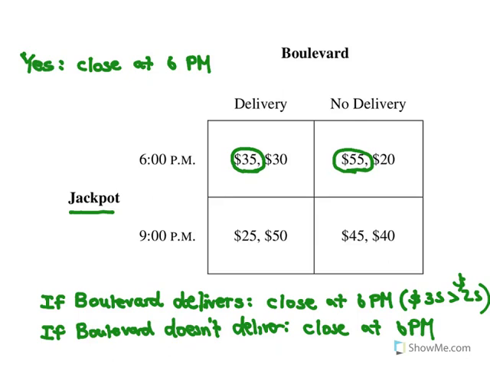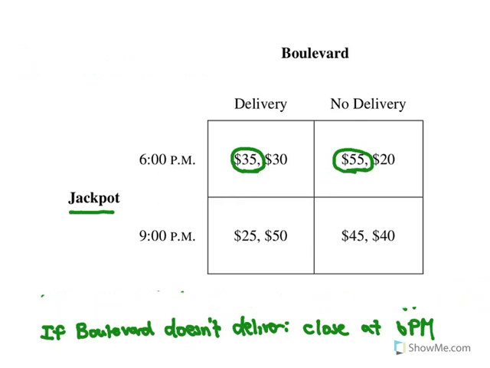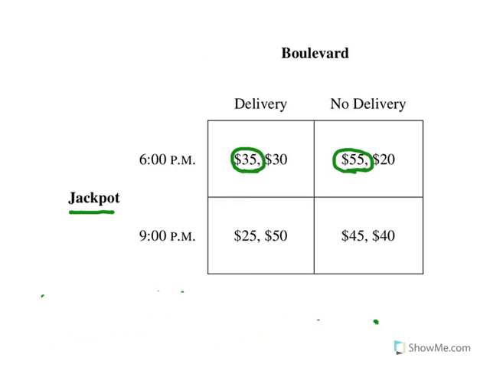Okay, so I want you to keep the 2 circles in the boxes because we'll come back to that in the next video and you'll see why we did that. And we're actually going to add to them here. So what we're going to do now is say, all right, now I'm Boulevard. What am I going to do? Does Boulevard have a dominant strategy? And the way to figure this out is to ask ourselves, how would Boulevard respond to what Jackpot is doing?